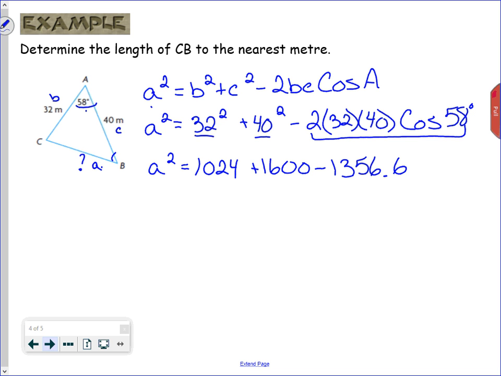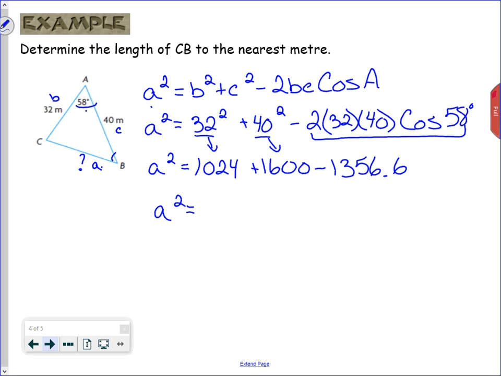So our 1,024 came from our 32 squared, so 32 times 32. 1,600 came from 40 squared, 40 times 40. And then we multiplied our four terms together to end up with 1356.6.